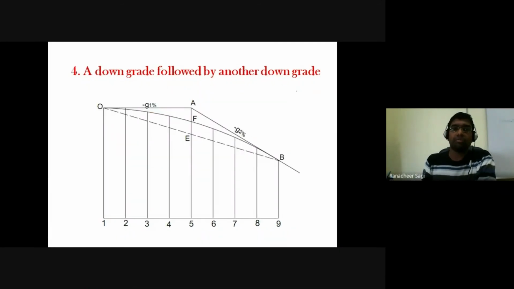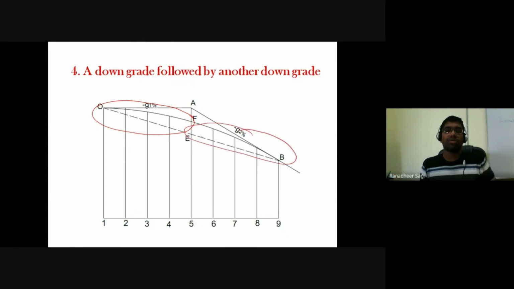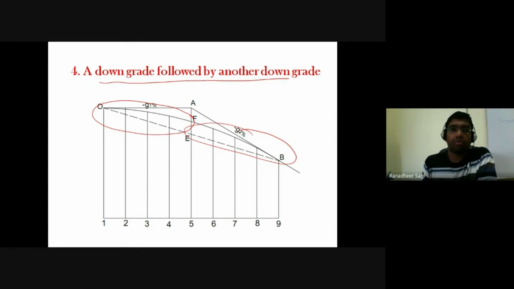And the other case could be a downgrade followed by another downgrade. If you look at this region of the curve, we assume the slope is constantly decreasing till point F, and from point F further it is decreasing, but with a different slope. This kind of vertical curve is called a downgrade followed by another downgrade. So these are broadly the different types of vertical curves we will come across in the alignment of your road or your railway tracks.